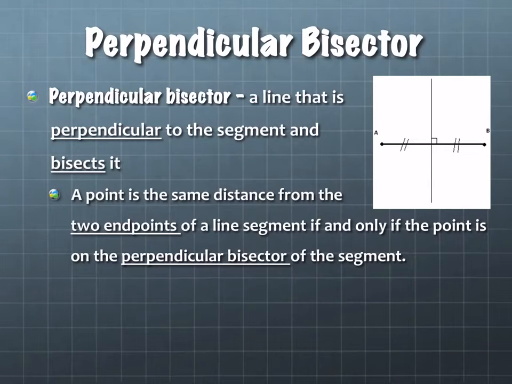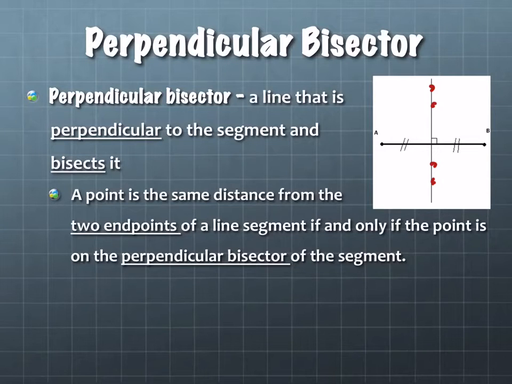All right, perpendicular bisector. A perpendicular bisector is a line that is perpendicular to the segment and it bisects it. It's one of those it sounds just like it is kind of things. So the point is the same distance from the two endpoints on the line if and only if it is on the perpendicular bisector. What this is actually telling you is that every point that lies along here is equidistant from the endpoints.